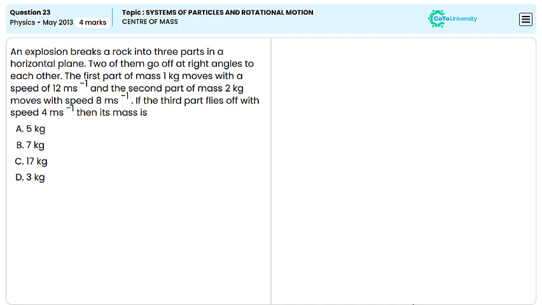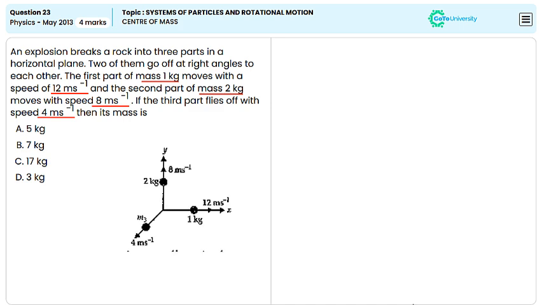Given the mass of the first part m1 is equal to 1 kg, velocity of the first part v1 is equal to 12 meters per second, mass of the second part m2 is equal to 2 kg, velocity of the second part v2 is equal to 8 meters per second, and speed of the third part v3 is equal to 4 meters per second, and we need to find what is the mass of the third part m3. The first and second parts move at right angles to each other.